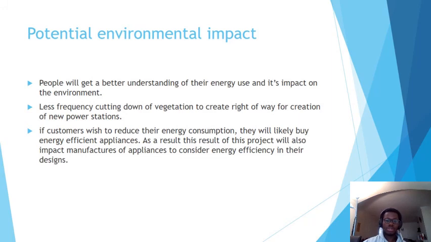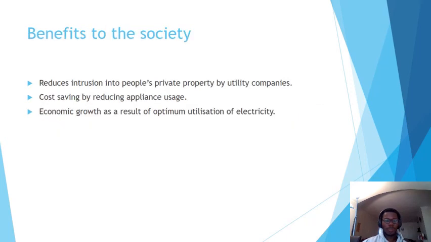If customers wish to reduce their energy consumption, they will likely buy energy efficient appliances. As a result, this will also have a positive impact in the sense that manufacturers will be forced to design appliances which are energy efficient.